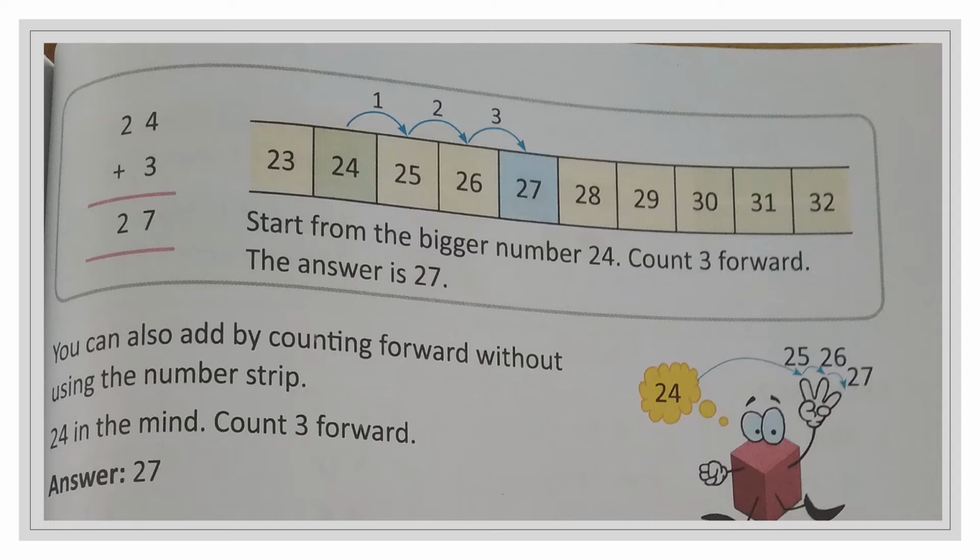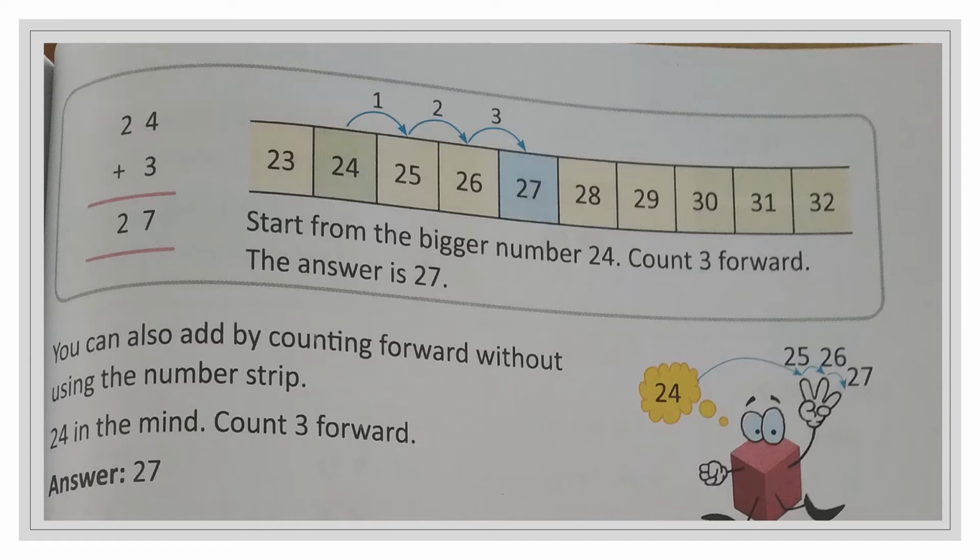You can also add by counting forward without using a number strip. And how can we do that? Children, keep the bigger number in your mind and start counting from the next number, counting 3 on your finger. Keep 24 in your mind and 3 on your finger. Start counting, children. 25, 26, 27. Yes, the answer is 27, children.